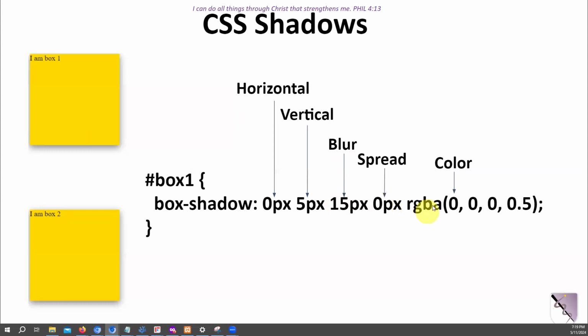And then the color is pretty self-explanatory. That's the shadow color. Most of the time you're going to be using a black shadow color because that's what we normally see in real life. And again, by default, if the color is not specified, it's the text color, except on Safari. By default on Safari, it's transparent.